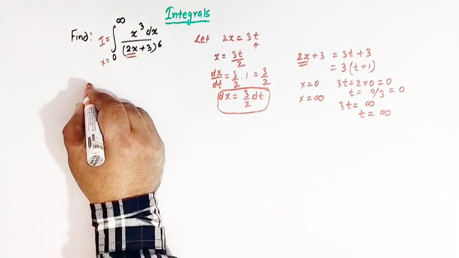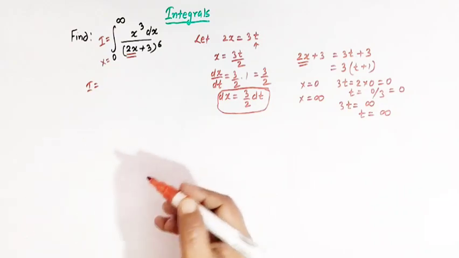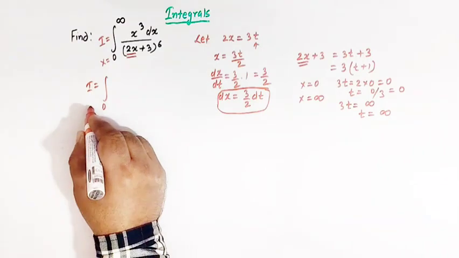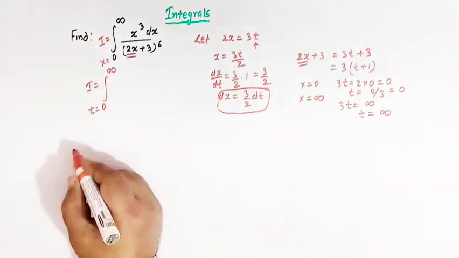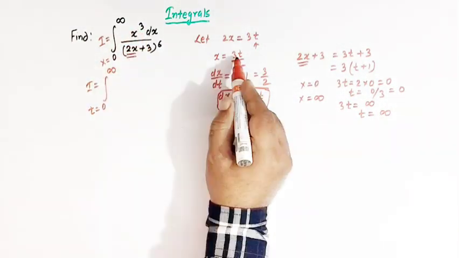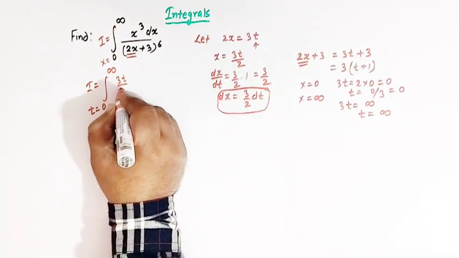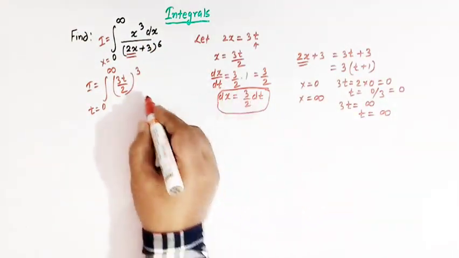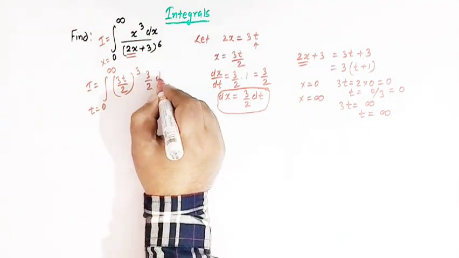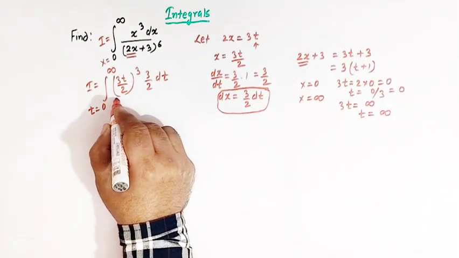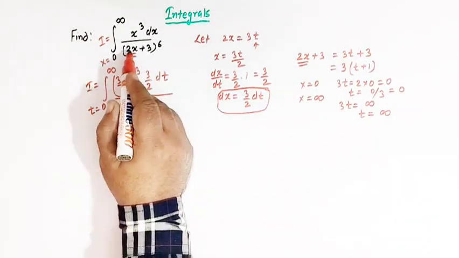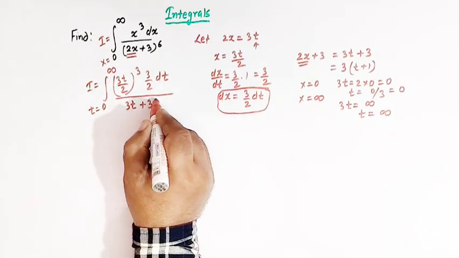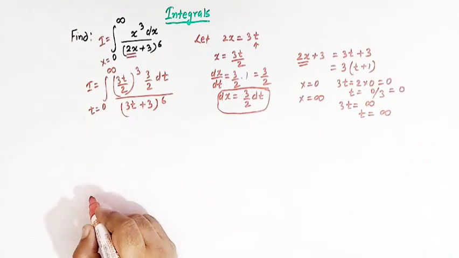So now we can rewrite this integral I in terms of t. The limits remain the same, so t varies from 0 to infinity. For x cube, we have (3t over 2) raised to 3, and for dx we can now write 3 by 2 dt. And in the denominator we have 2x, so 2x can be replaced by 3t, plus 3, and this is raised to 6.